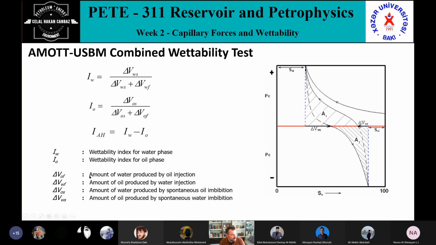Here the parameters are: amount of water produced by oil injection, amount of oil produced by water injection, water produced by spontaneous oil imbibition, and oil produced by spontaneous water imbibition, like Amott. All the way it is the same as Amott. These are the formulas of IW and IO, and the difference of IW and IO gives me the Amott-Harvey parameter, AH. In recent years this one is preferred; it's actually the most preferred method.